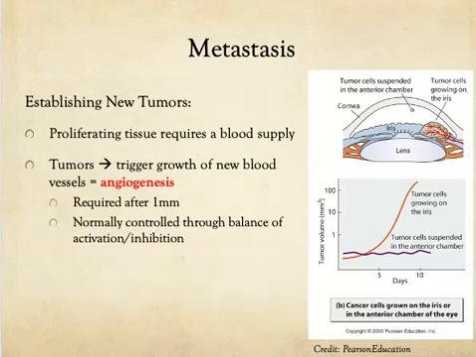So, normally, the things that promote angiogenesis and the things that inhibit angiogenesis are tightly balanced with each other, and one thing or the other will be allowed to dominate at any particular point in the life cycle of the organism. There will be times when the molecules that activate angiogenesis will dominate, and there will be times when the molecules that inhibit angiogenesis will dominate.